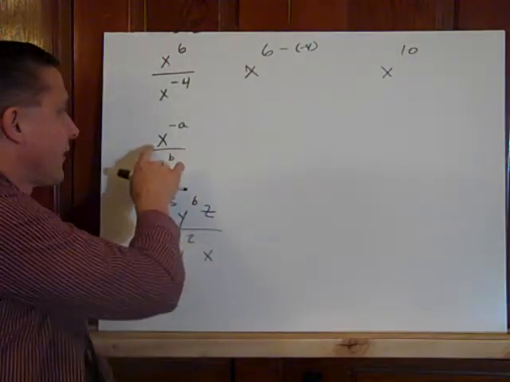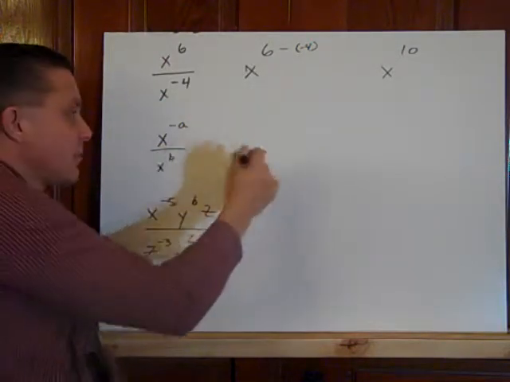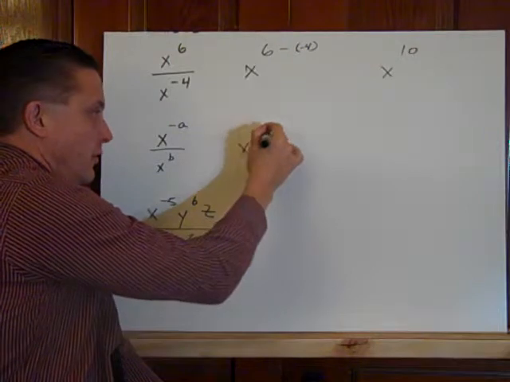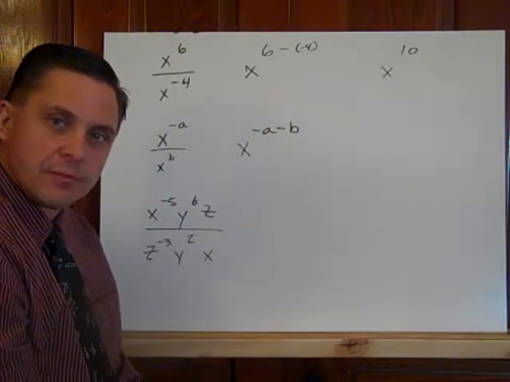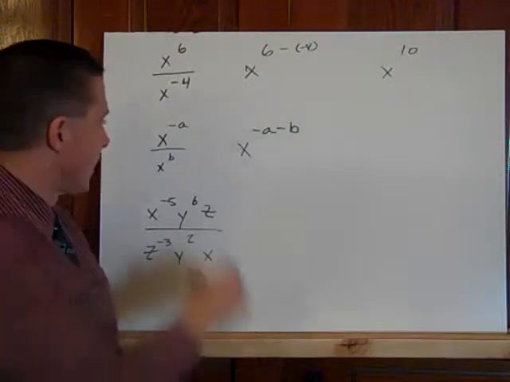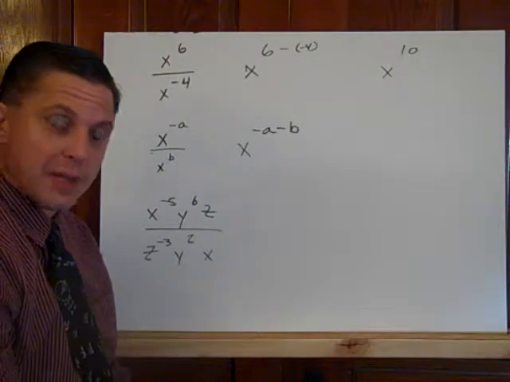On the next one, I have x to the negative a over x to the b. Again, negative a minus b, they're not like terms, so believe it or not, that's as simplified as this can become. It's just taking a look, whether they're numbers or variables, it doesn't matter.